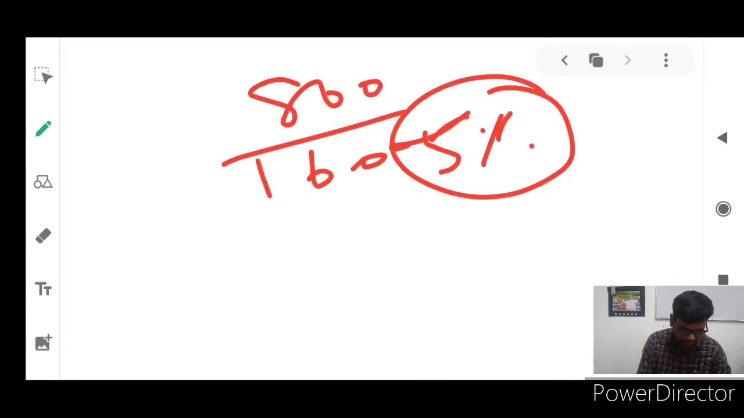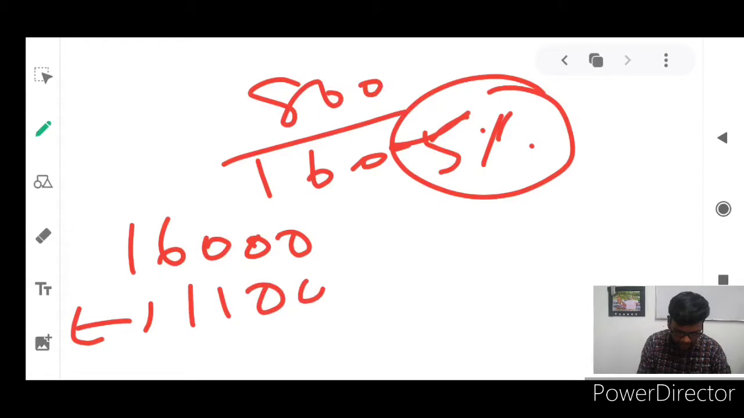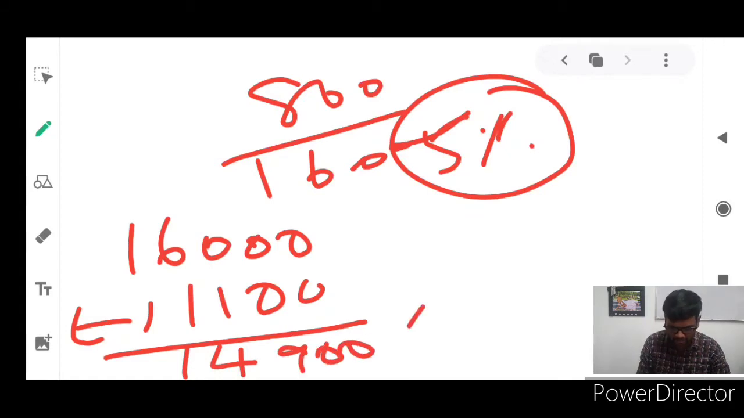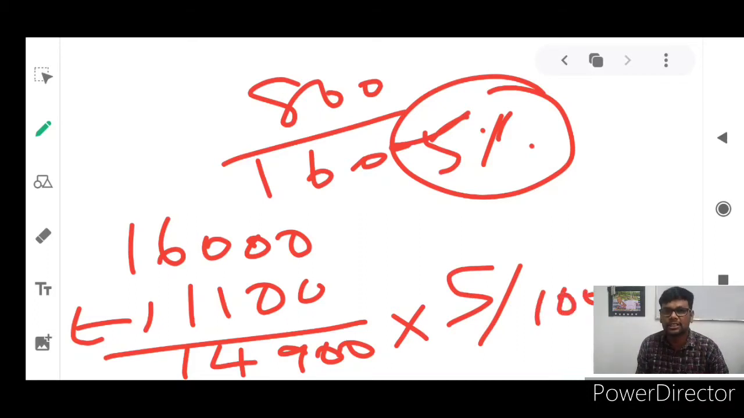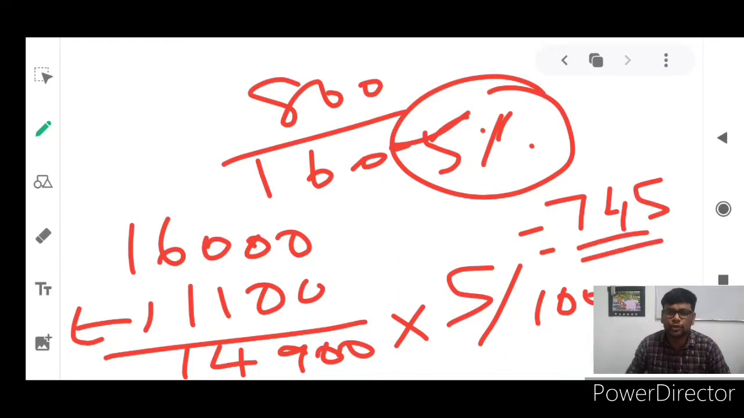Now we are going to calculate after deducting bad debts. 16,000 is the debtors; 16,000 minus 1,100 rupees, which is no longer available. So how much amount will be there? The remaining is 14,900 rupees. From this 14,900 rupees we calculate 5%, called provision for bad and doubtful debts. So 5% on this 14,900 will be how much? 745 rupees. 745 rupees is the new provision.